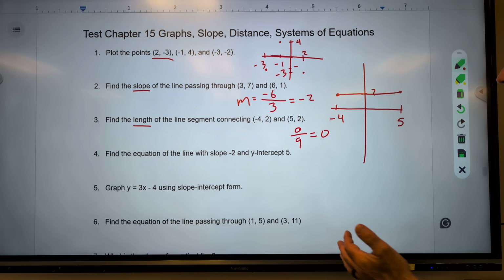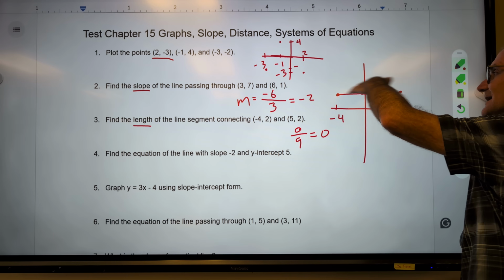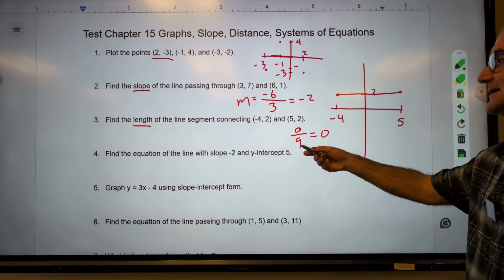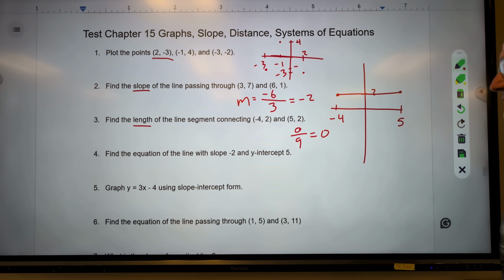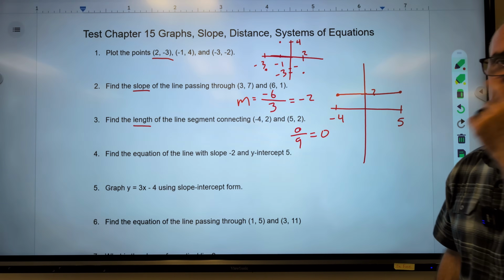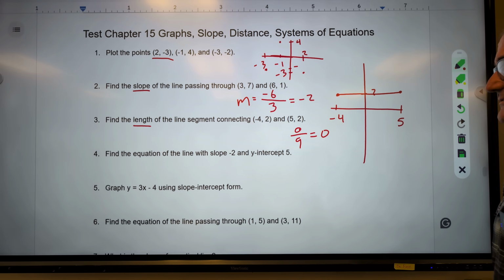And that kind of makes sense, right? A horizontal line has no slope. That's what you'd expect. 0 divided by any number is equal to 0. The opposite of that is not true. 9 divided by 0 is undefined, but we'll not leave it there for now.